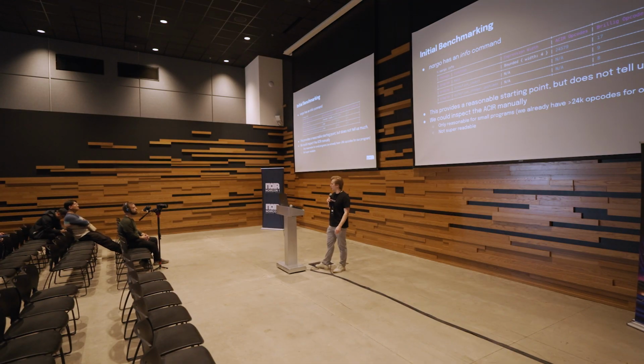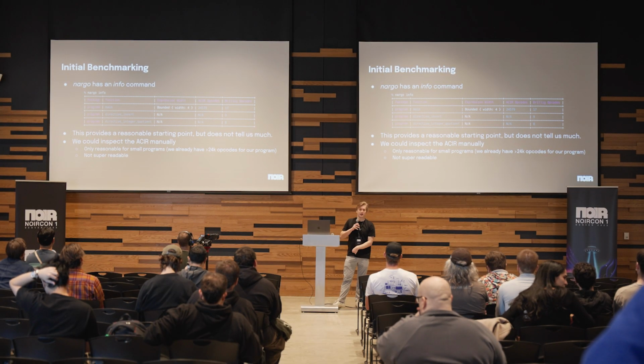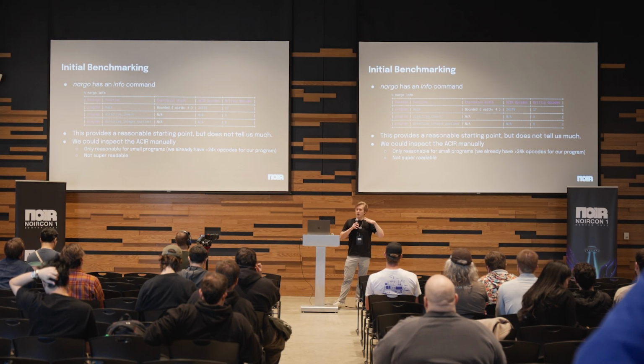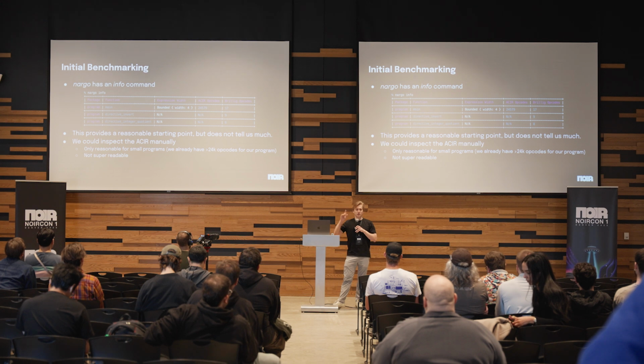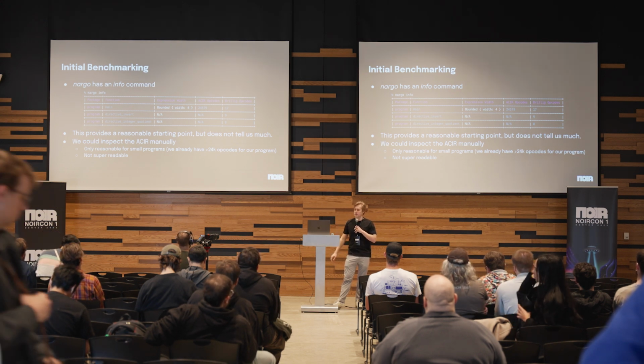We have Nargo info. It'll tell you some information. Okay, we have 24K ACIR opcodes, and when you see the Brillig, that is the IR for our unconstrained execution. You see a couple of Brillig functions there. That's because we have some very common unconstrained execution hard-coded in the compiler that we use to optimize things underneath the hood for you. So this is just a simple inversion and quotient. We'll go over that more later. But we need more information here. That's a very simple program.